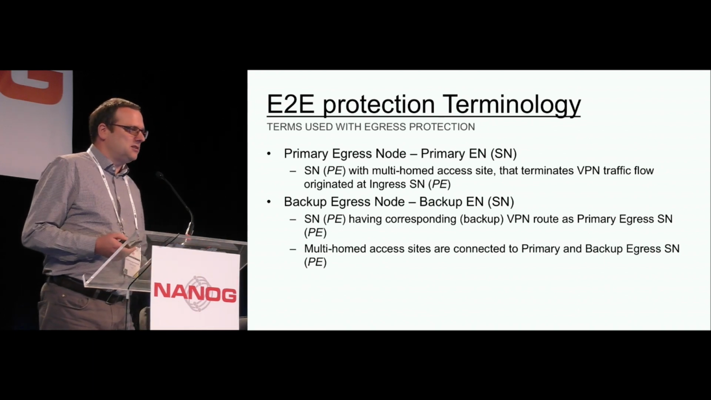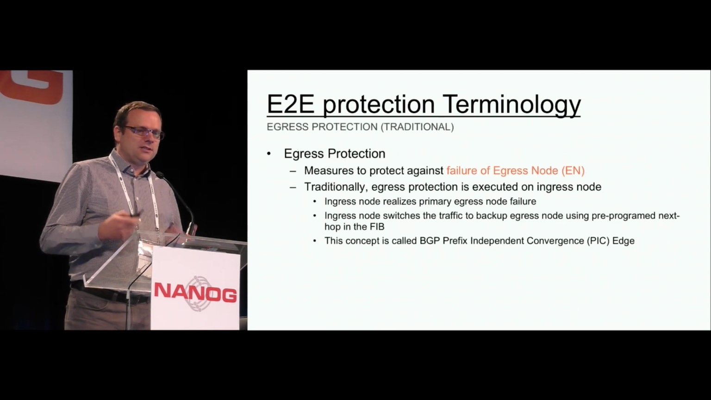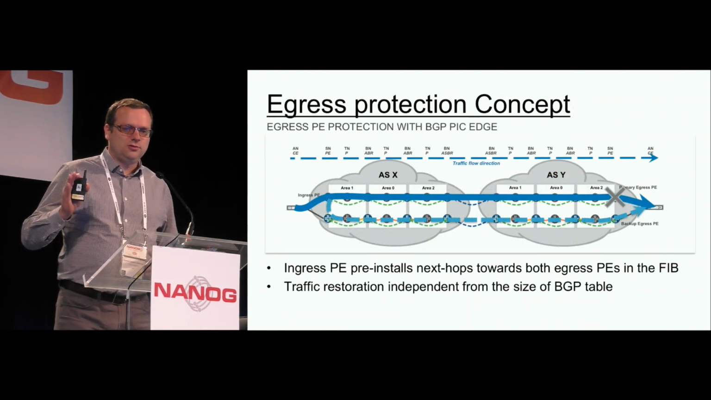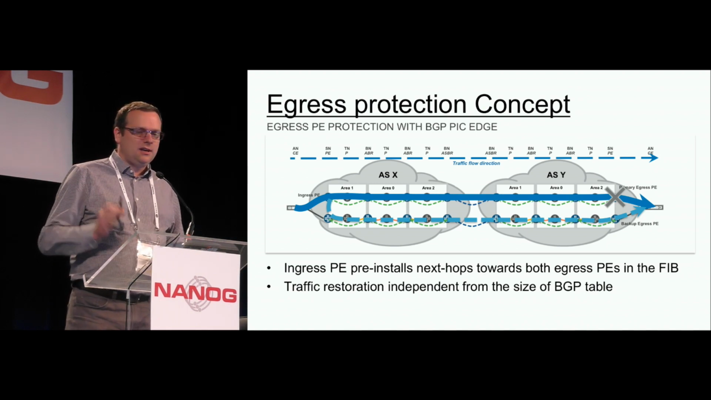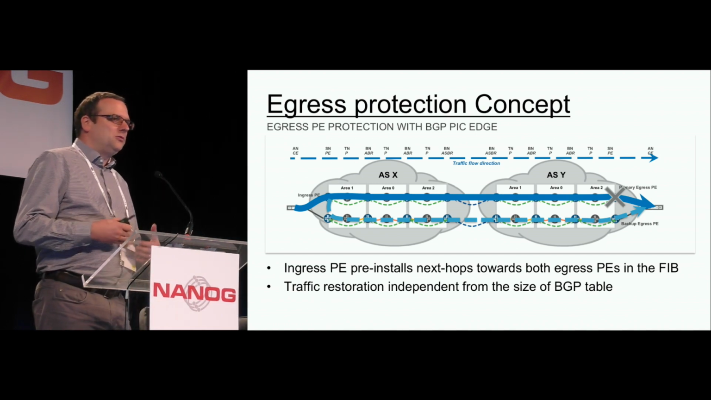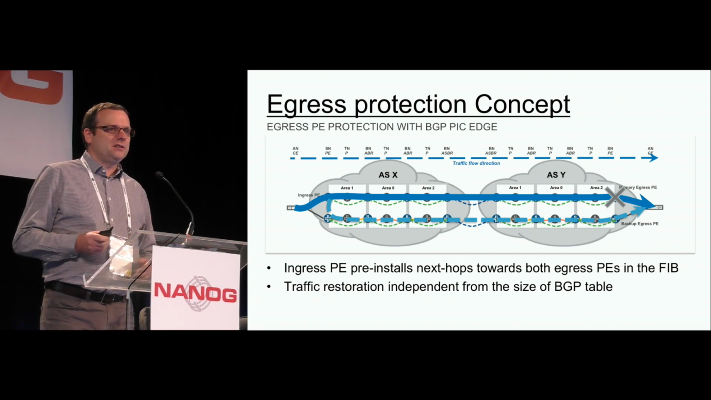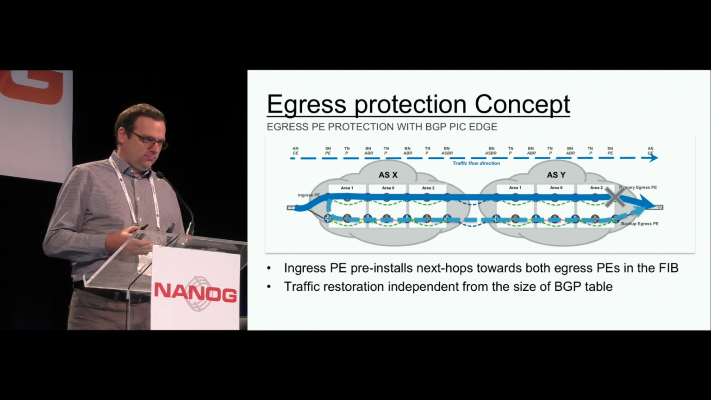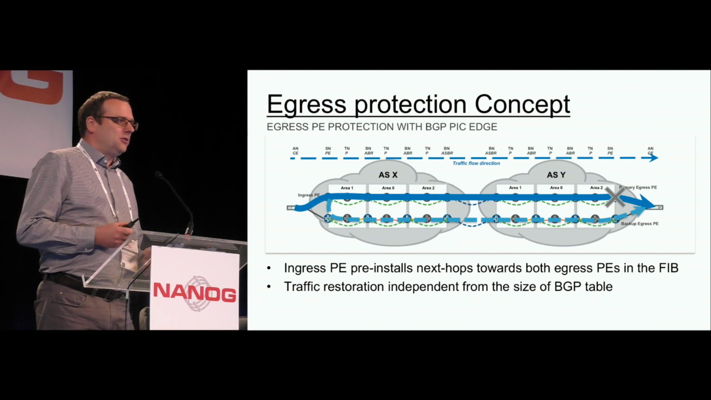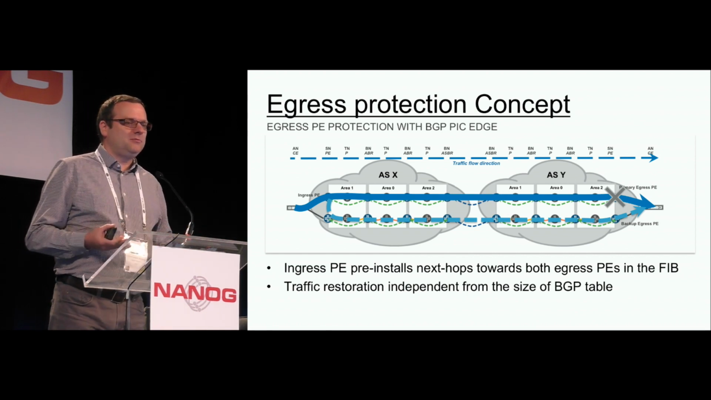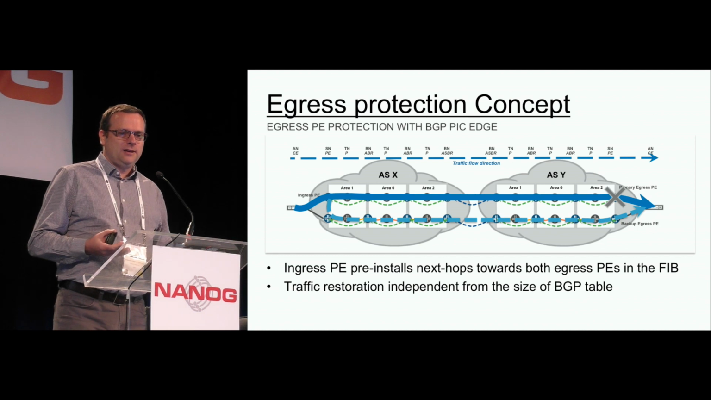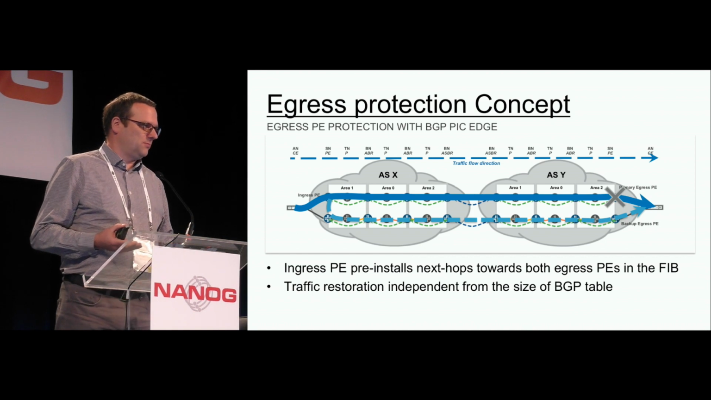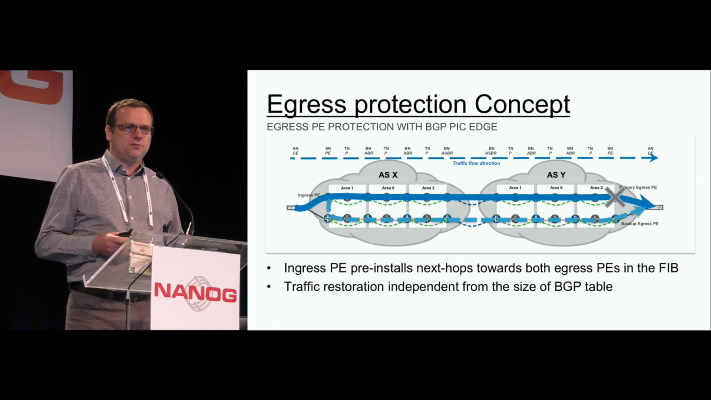Egress protection is protection against the failure of the egress node. So let me go to the picture: we can define the primary and backup egress node. Here on your right side, you have the primary egress PE and the backup egress PE, and you would like to protect the traffic against the failure of the primary egress PE. How can we do that? For example, on the ingress node, on the left side, we can pre-install in the FIB, in the forwarding table, the next hops to the primary egress node and backup egress node. This is one of the options that we have.